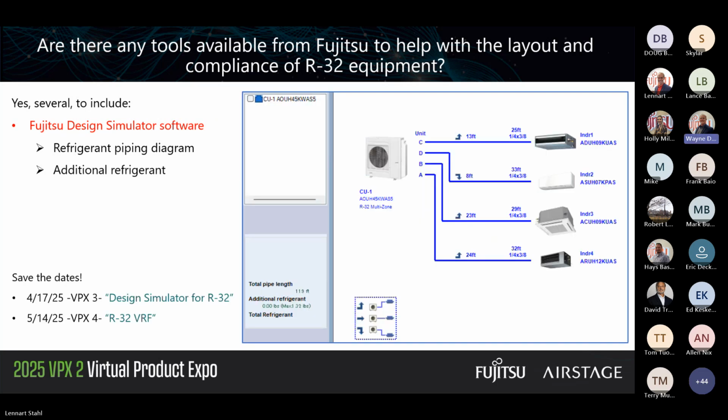And this is key, the refrigerant piping diagram. I think this is a great tool to use for sales also. For example, if a customer says they're interested in you and your company, but you're $1,500 to $2,000 more than the competition, why should they go with you?